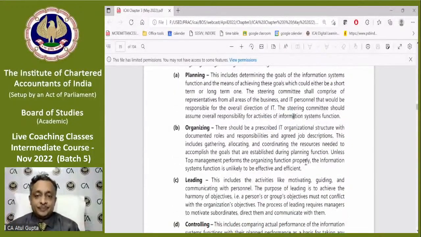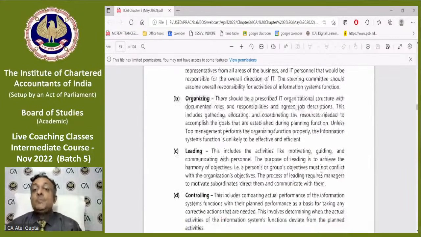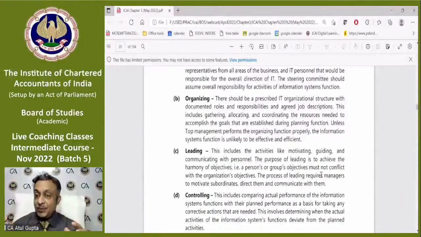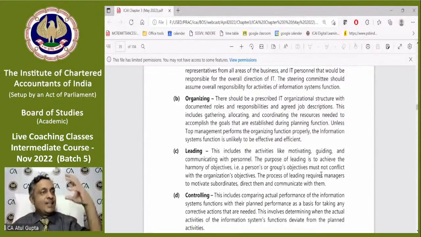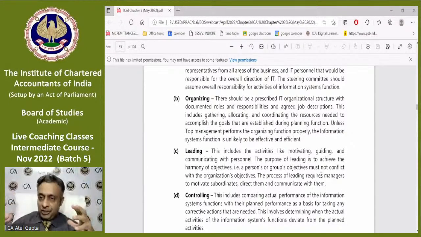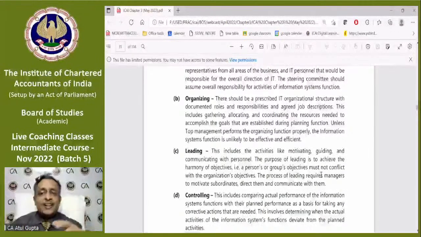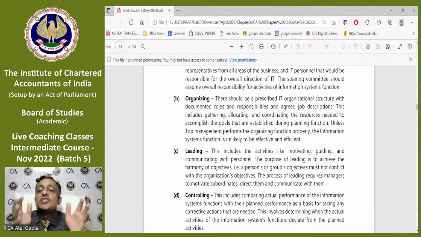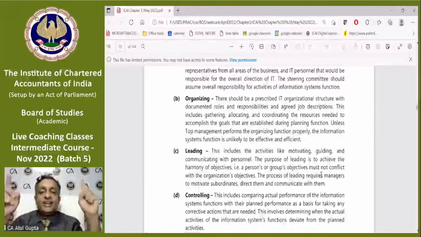Then organizing. There should be a prescribed structure with documented roles and responsibilities. See, look, so well it is written. You plan, create a structure. The structure has to be documented. It cannot be verbal, it cannot be oral. It has to be very well documented. Each person's roles and responsibilities have to be clearly defined.